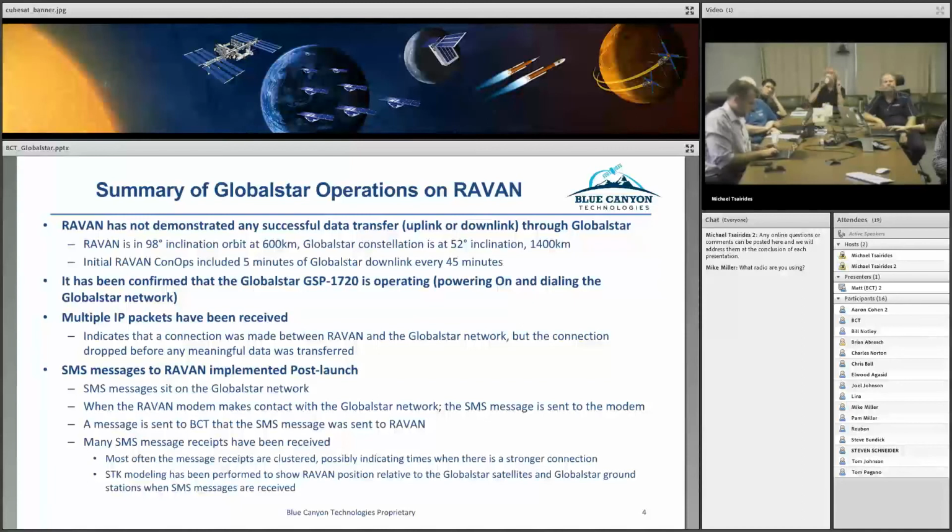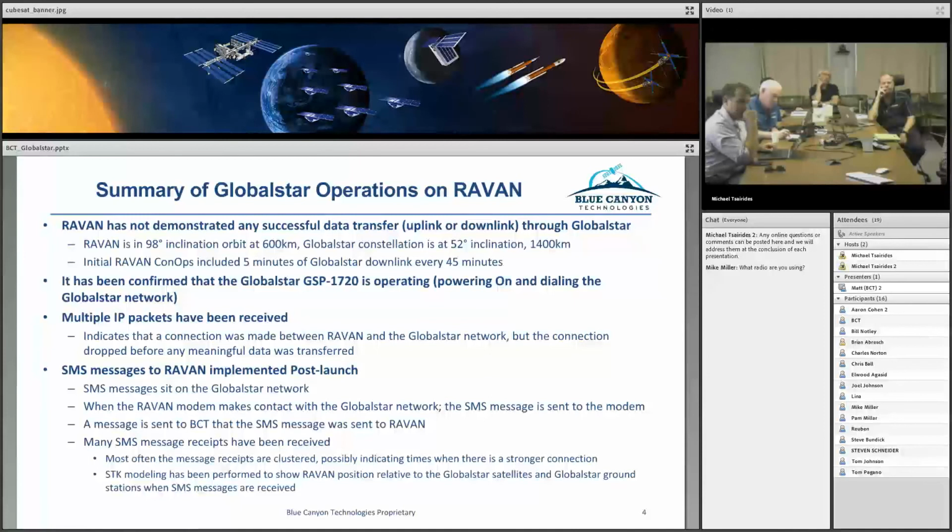Post-launch, we did some limited testing with SMS messages, implementing part of the interface there. We have seen a handful of messages received by Raven acknowledging that they are there. I think, as Kyle mentioned something similar earlier, those messages are often clustered. Depending on when we are able to make contact, we do see that effect of how they get buffered up inside the system.